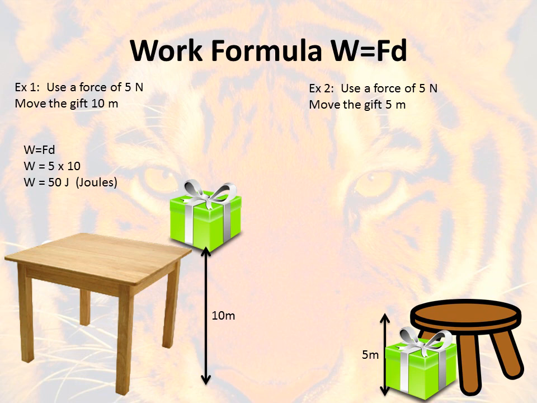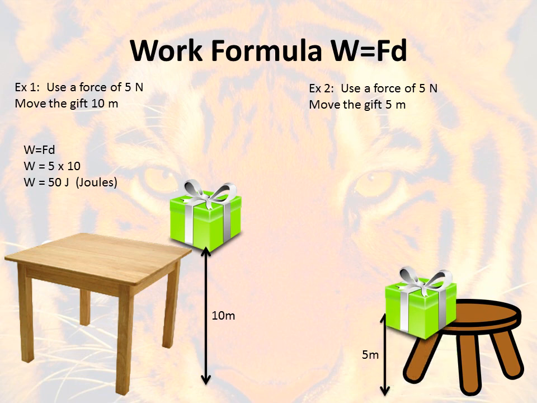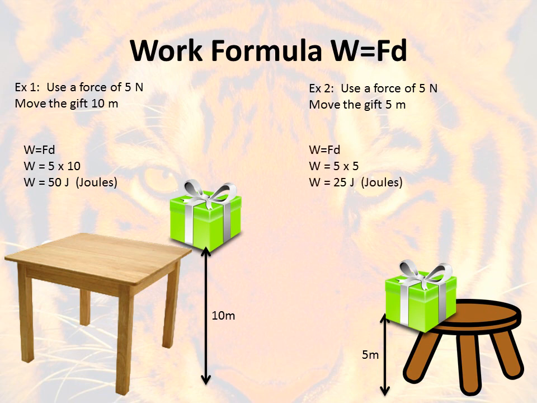So now if we use a smaller table that's shorter, if we use the same box, but we only need to go 5 meters, this example is going to be a little bit different. Once again, start with your formula. Work equals force times distance. My force was 5, and it moved 5 meters. 5 times 5 is 25, so 25 joules. So that's how much work I did.